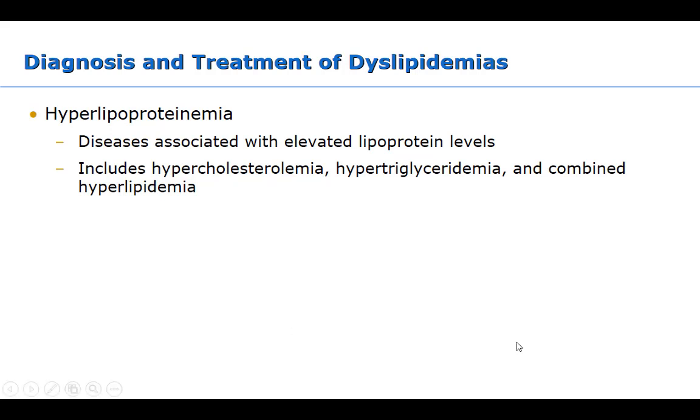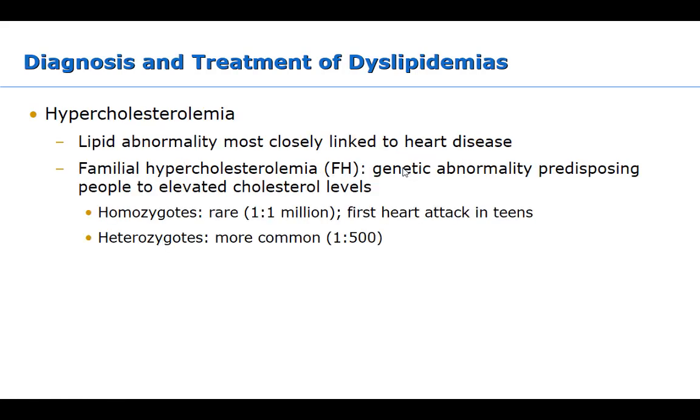Hyperlipoproteinemia. So these diseases are associated with elevated lipoprotein levels. You can have hypercholesterolemia, hypertriglyceridemia, or combined, as I told you earlier. Hypercholesterolemia is the most important one, most closely linked to heart disease. There is this familial hypercholesterolemia, which is a genetic abnormality.